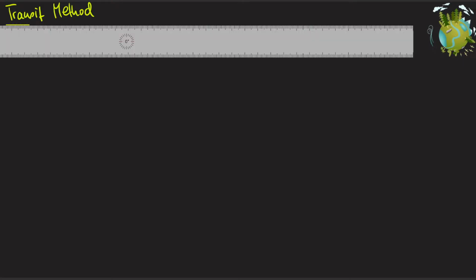The transit method is the first method we're going to talk about. The parameter that changes here is of course the brightness of the star. We are measuring a decrease in brightness when the planet passes the star.